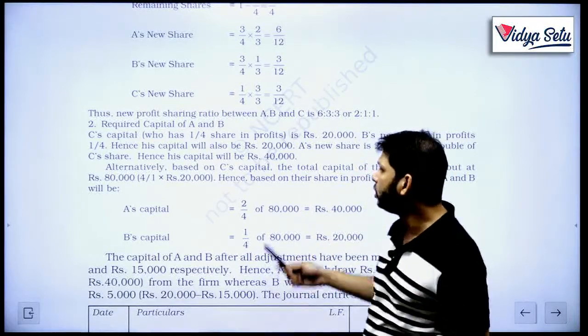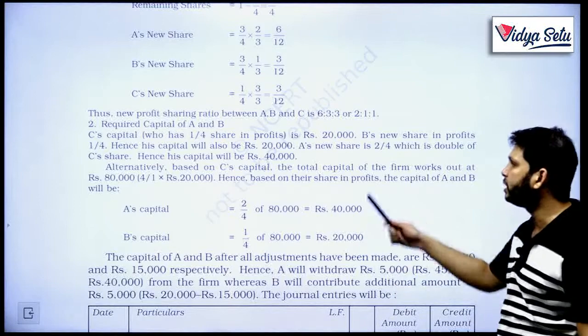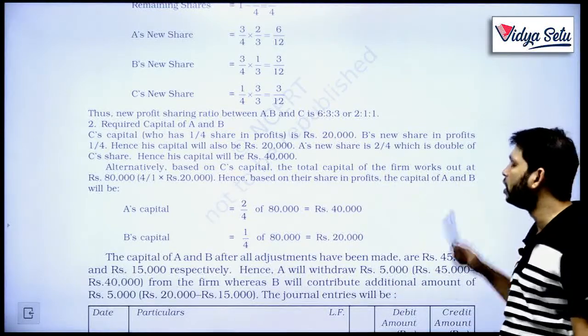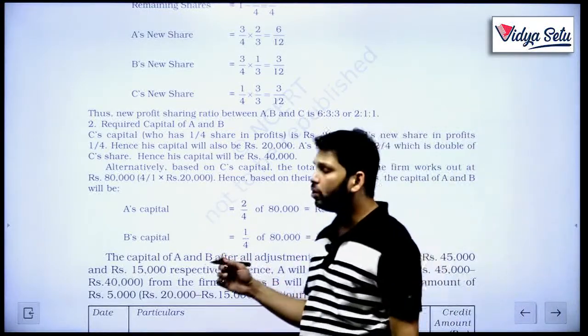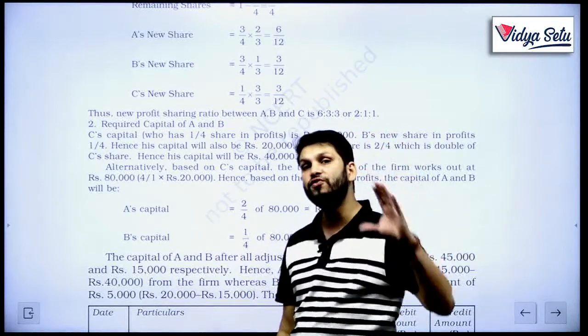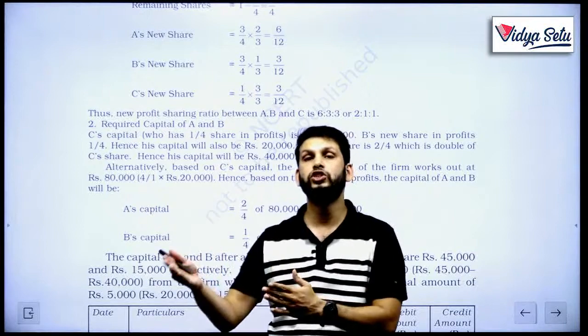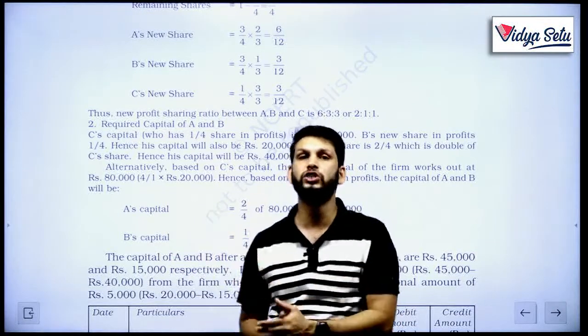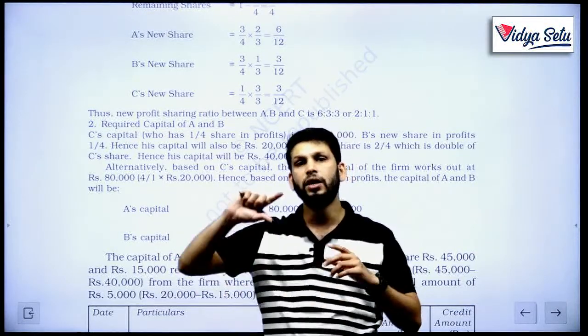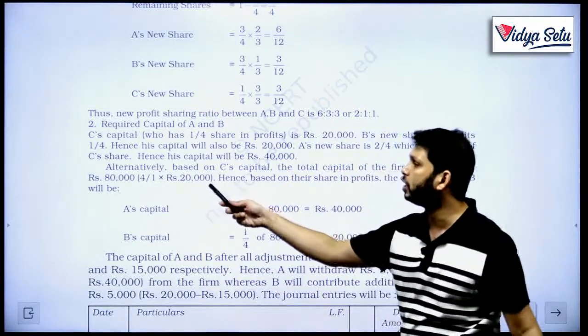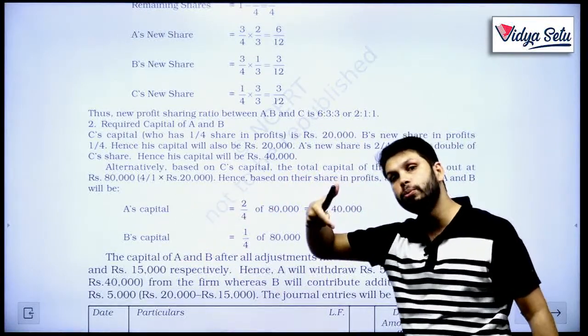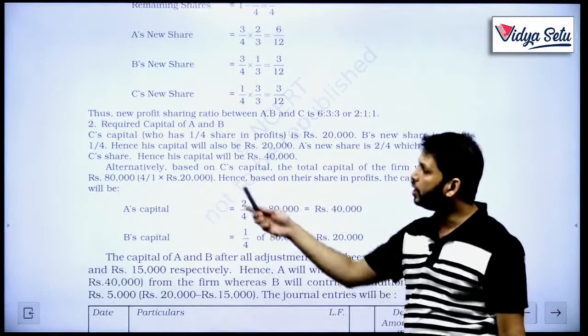Okay. So what we will do alternatively, based on C's capital, the total capital of the firm works out at 80,000. How? For 1/4 share C brings 20,000. So for the complete share, the total capital of the firm should be 80,000. How? 20,000 multiplied by 1/4 reversed, 4/1, is 80,000.